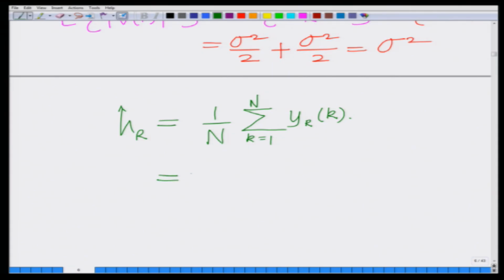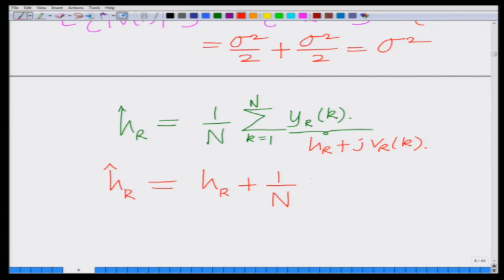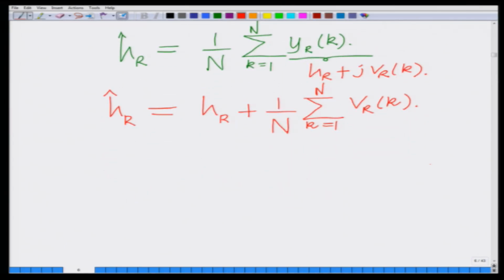I can simplify this if I substitute for every YR of k. Remember we did this already when we looked at the behavior of the maximum likelihood estimate. The real part of Y of k is HR plus VR of k. So, if I substitute this for YR of k, I will get HR hat, that is the real part of the parameter, plus the sample mean of the real components of the noise, sum over k equal to 1 to n of VR of k. Therefore, once again we can show that the expected value of HR hat equals HR, that is, the estimate of the real part is unbiased.